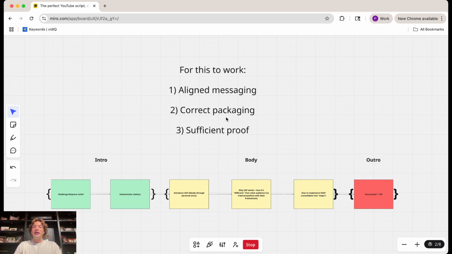And then number three is sufficient proof, right? If we're going to make claims, if we're going to challenge beliefs in the market, you need to have sufficient proof. So this can be the actual proof itself, but oftentimes what it actually comes down to is having tangible screenshots or visible proof of the thing.